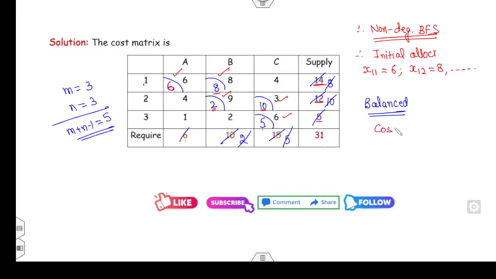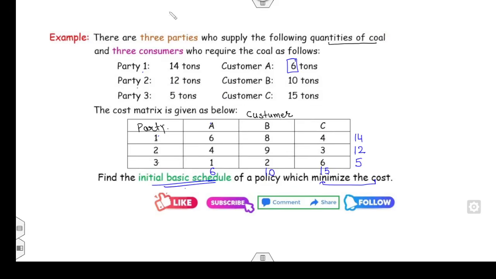And the initial cost will be 6 into 6, 36, 8 into 8, 64, 2 into 9, 18, 10 into 3, 30, plus 30. That is the initial transportation cost for this transportation problem. You can see we have solved all these 15 problems with the help of the northwest corner method.